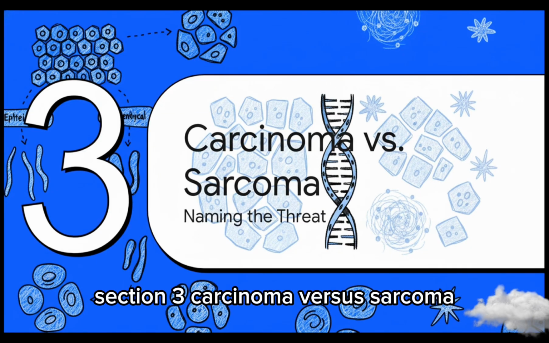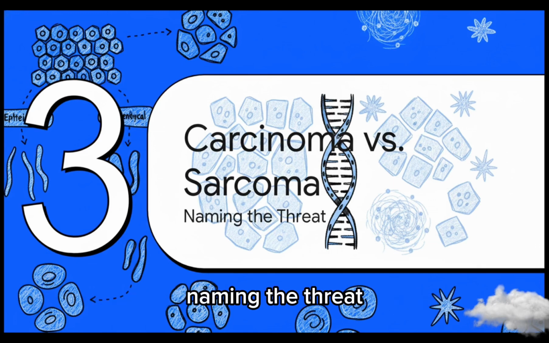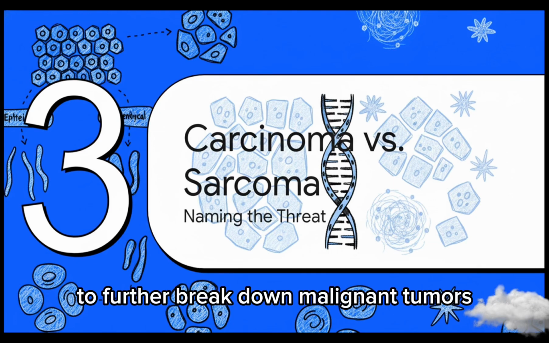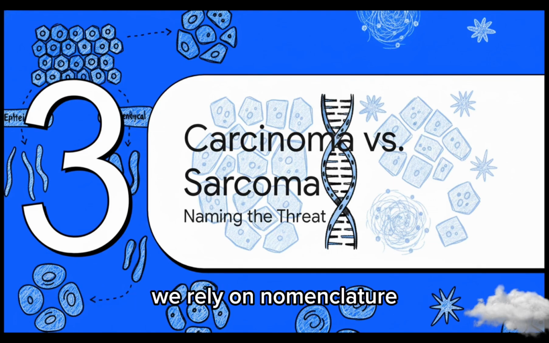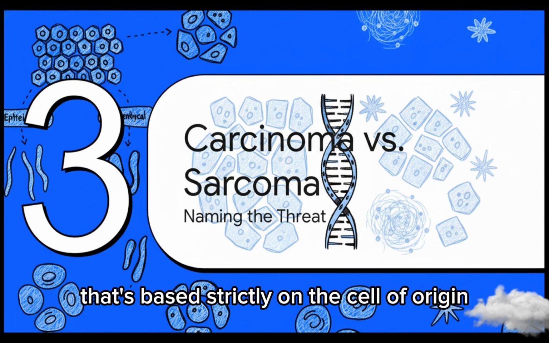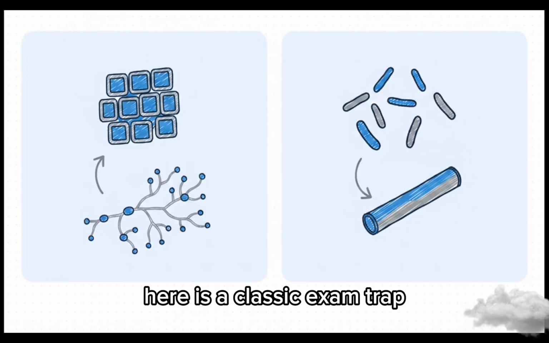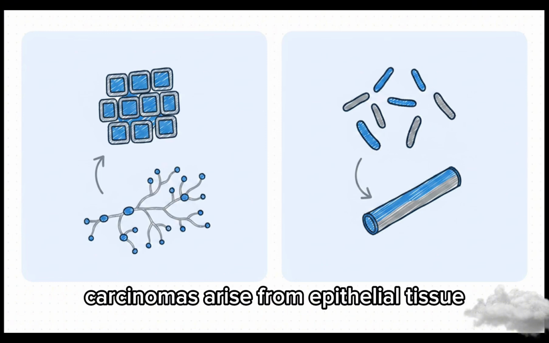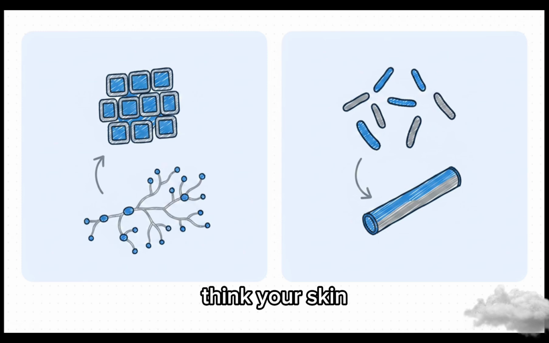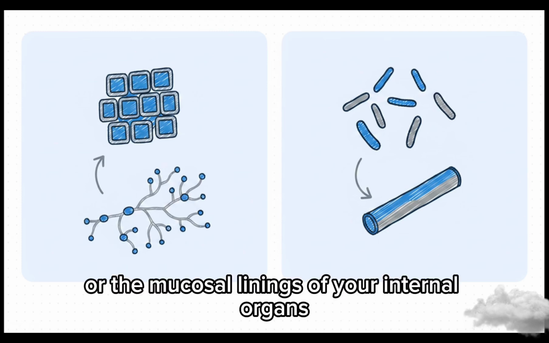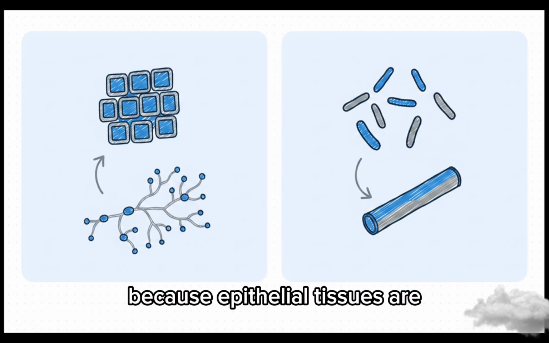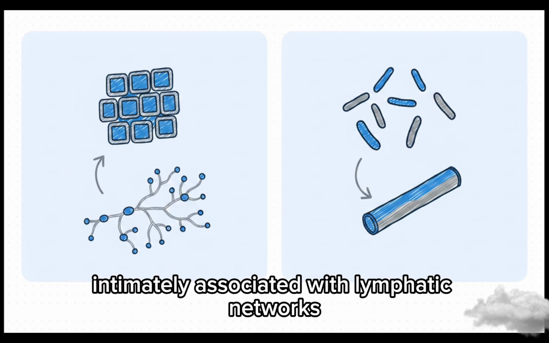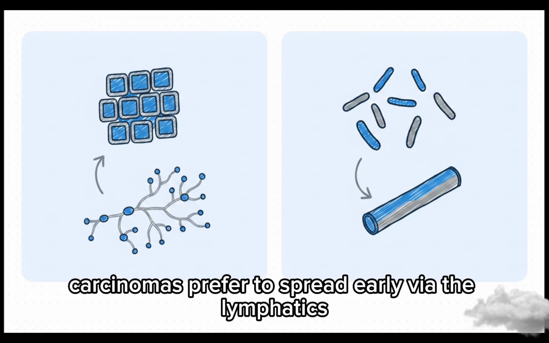Section 3. Carcinoma versus sarcoma, naming the threat. To further break down malignant tumors, we rely on nomenclature that's based strictly on the cell of origin. Here is a classic exam trap you really must know. Carcinomas arise from epithelial tissue, think your skin or the mucosal linings of your internal organs. Because epithelial tissues are intimately associated with lymphatic networks, carcinomas prefer to spread early via the lymphatics.